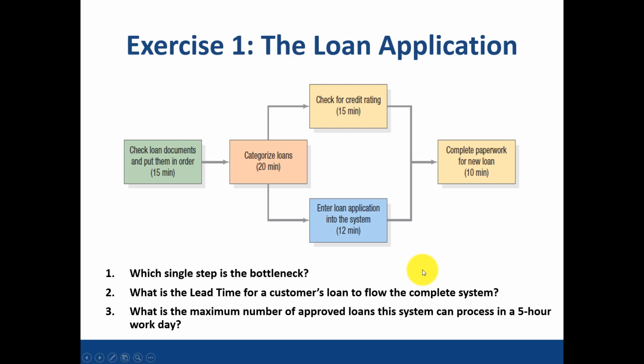Okay, so the 3 questions that we have to answer is, first, which single step is the bottleneck? So identification of the bottleneck. Number 2, what is the lead time for a customer's loans to flow the complete system? That means for a loan to go from the starting point until the last ending point or step. Number 3, what is the maximum number of approved loans the system can process in a 5-hour work day? So in order to answer this is about the capacity of the system. How many customers per hour can we serve? How many loans per hour?